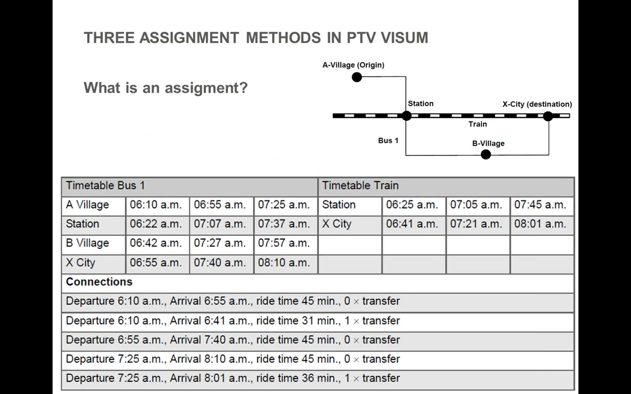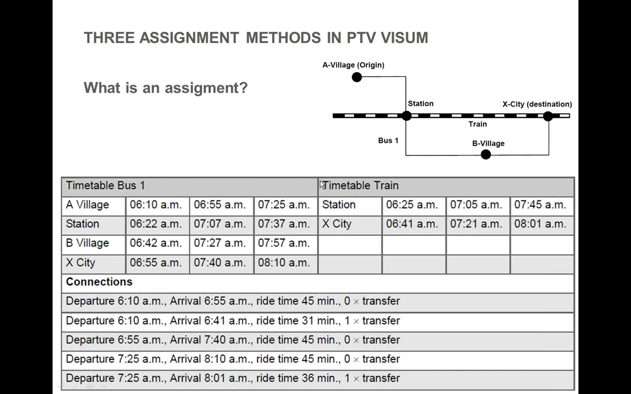So in our example, we have a bus connection from A via B to X with, in our example, 4 departures and with 3 departures, and there's also a train which goes from the station to the destination. From this, we can easily define that there are 5 possible connections, some with transfers and others without transfers.